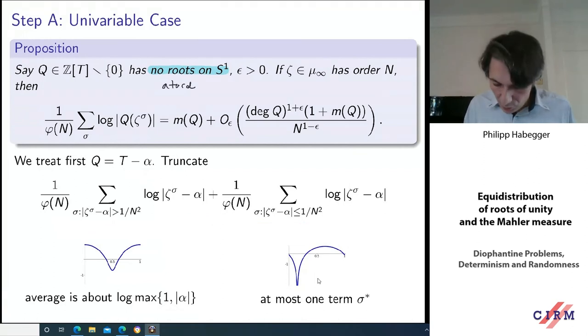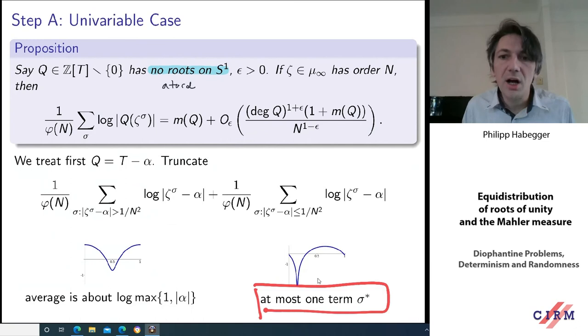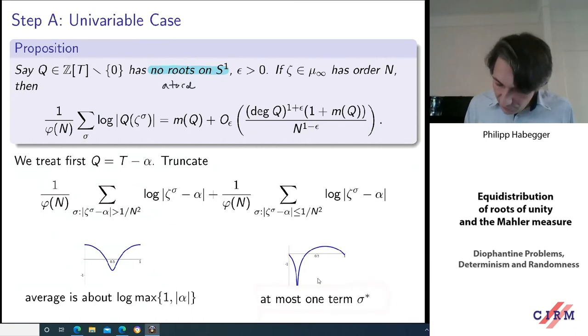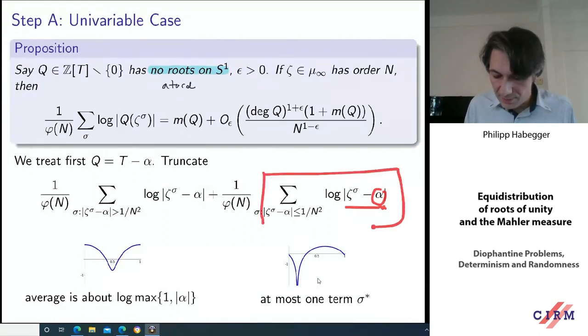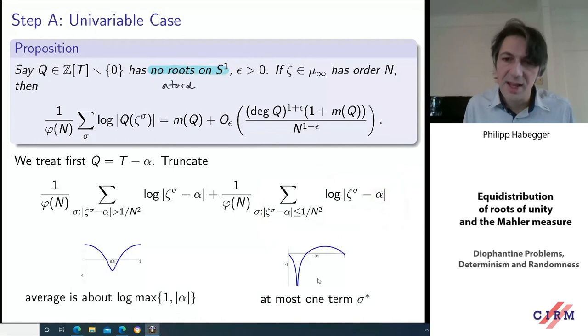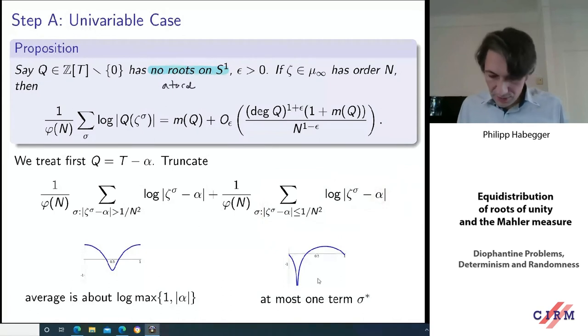As I said, there's only one term here, but this one term can cause a lot of problems, because even if alpha is not on the unit circle, we have to deal with the contingency that zeta or some conjugate of it is extremely close to alpha and will spoil this absolute value. And so this could be very negative, in principle at least. We have to deal with that.